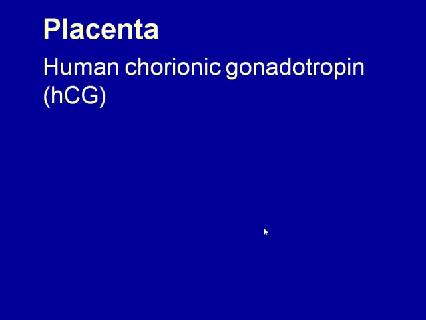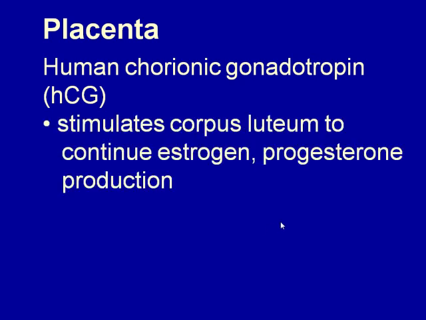The placenta makes a hormone called human chorionic gonadotropin. This is the basis for pregnancy tests, but it actually stimulates the corpus luteum to continue producing estrogen and progesterone, which is necessary to maintain the pregnancy.